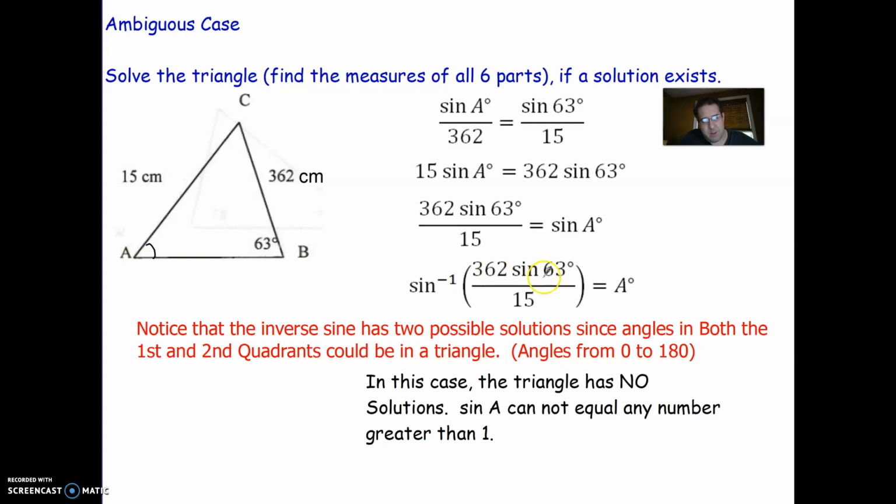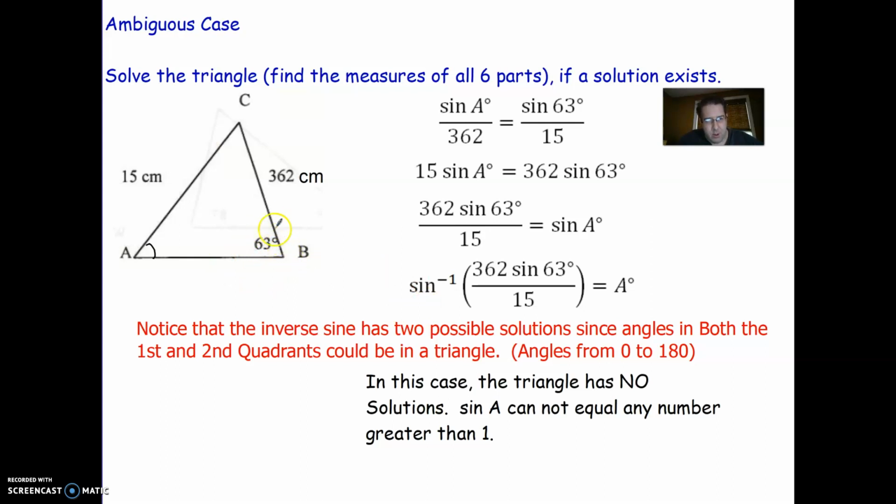And the reason why is because if you do the top alone, 362 times sine of 63, that gives you roughly 322. Divide that by 15 gives you about 21.5. Now, the problem here is sine can never be more than 1. So therefore, there is no inverse sine of anything greater than 1, because sine never goes to that height. So that's not possible. So this doesn't have any solutions, which means that this side over here just isn't long enough in order to reach back to the side length.